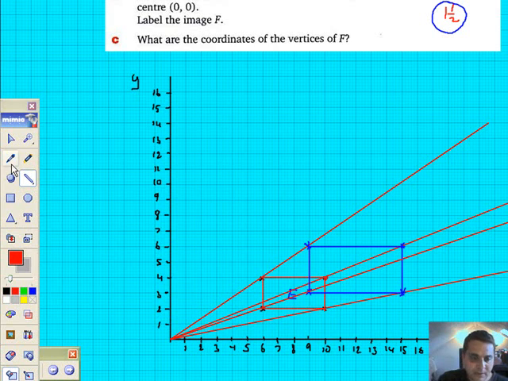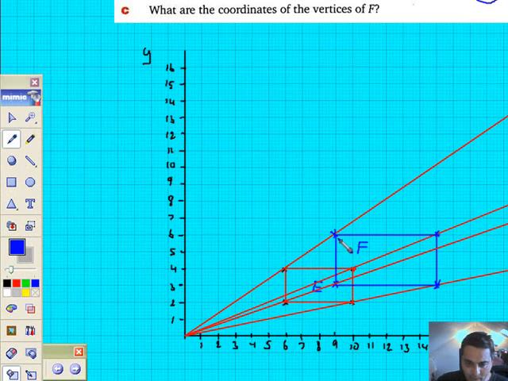And this is now rectangle F. So this blue one is F. Alright, slightly bigger. Scale factor 1.5. What are the coordinates of the vertices of F? Well, I won't write them down, I'll just speak them out. We go 9, 3 for that one, 9, 6 for that one. That's going to be 15, 6 and 15, 3 for that one.